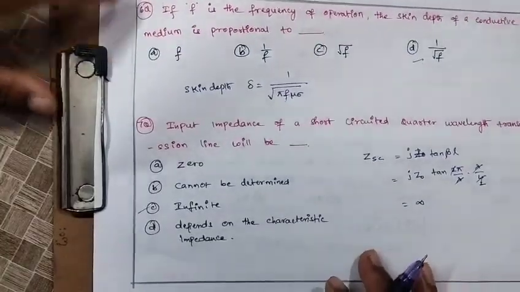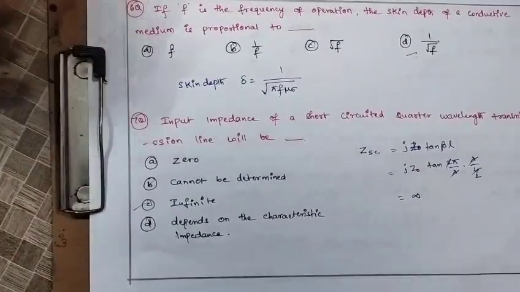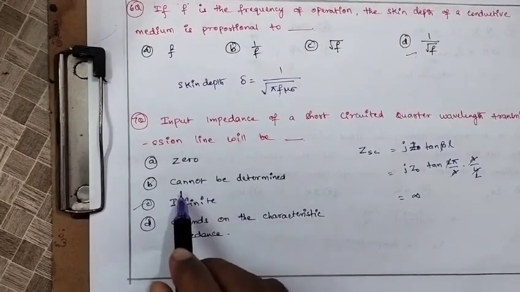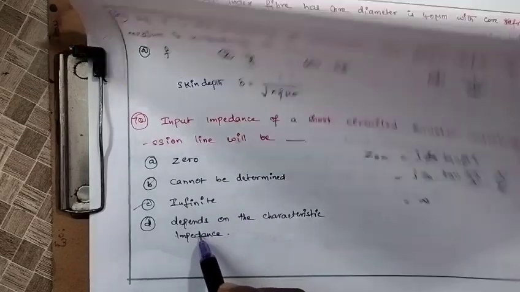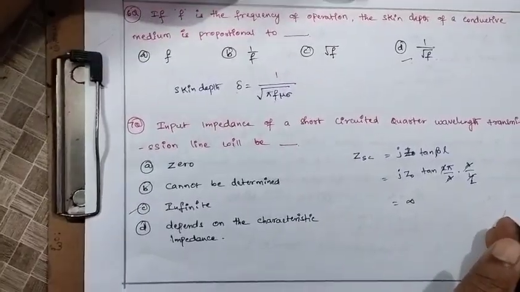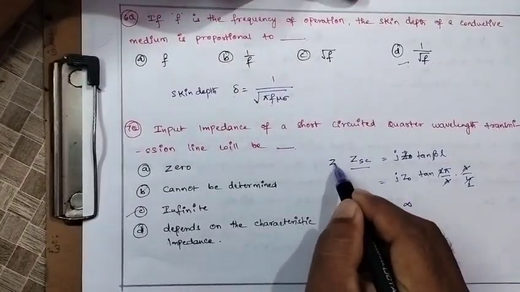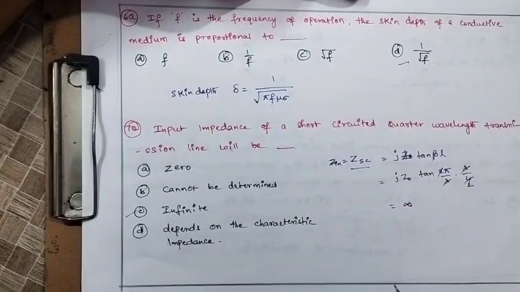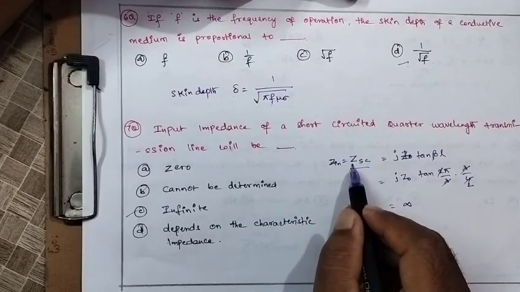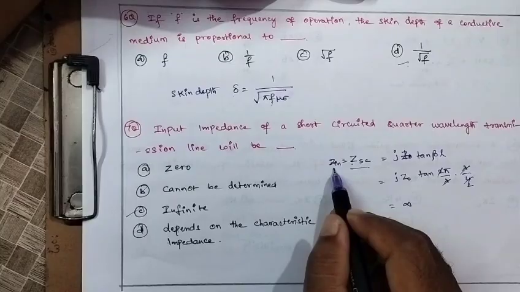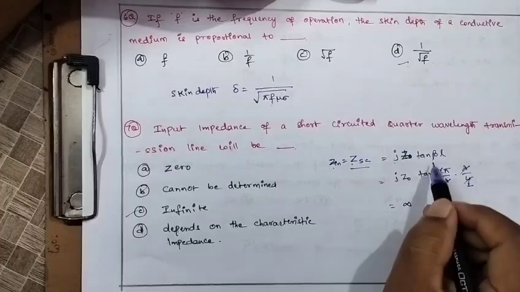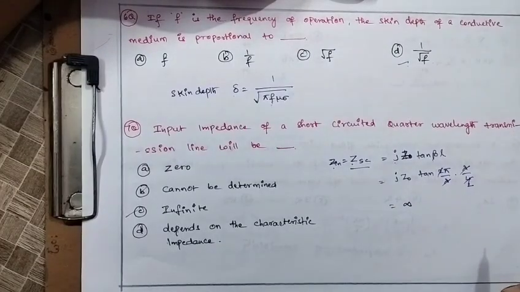Now next, the input impedance of a short circuited quarter wavelength transmission line will be, first option is 0, second is cannot be determined, third option infinite, fourth is depends on the characteristic impedance. See, the formula for short circuited input impedance, Zsc. When the load is short circuited, the input impedance formula is jZ0 tan βL. Here beta is the phase constant, L is the length of the transmission line.